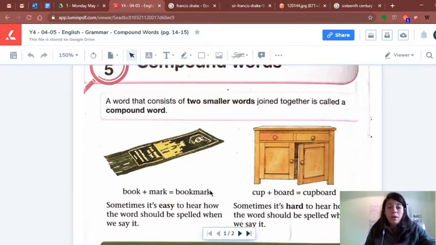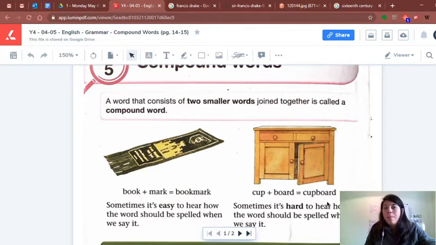I'm going to tell you a trick, you guys. There are a lot of compound words in English, okay? Sometimes it's really easy to see or hear how the word should be spelled when we say it because the words are pretty simple, okay? But there are other times where we take the word cup and we take the word board and the sound at the end is not exactly as you see it. Cup plus board is cupboard.